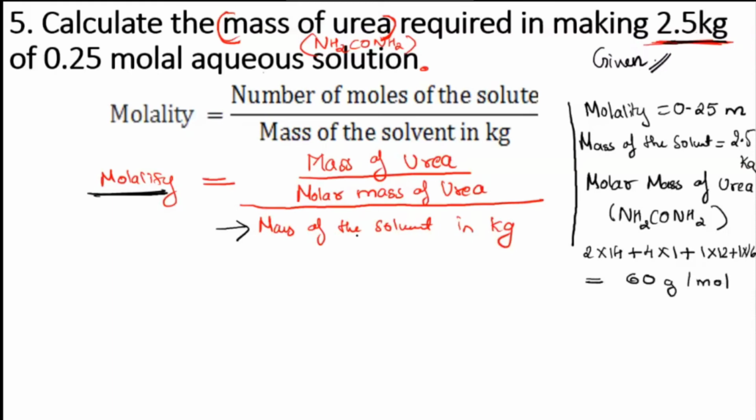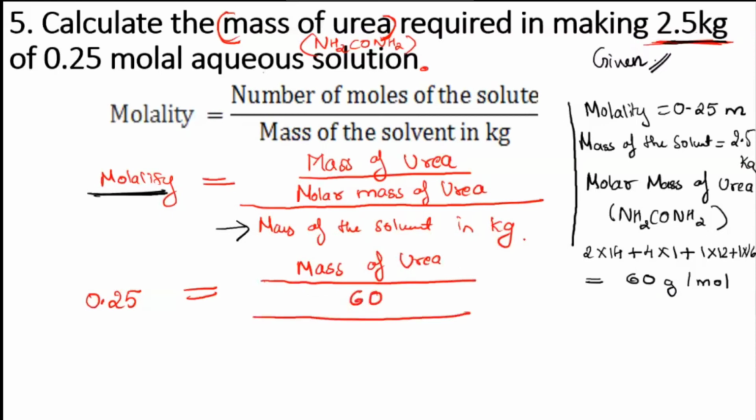So we got everything now. Then you can calculate what is the mass of urea. Now direct substitute. We can substitute in this. Molality is 0.25, equal to this mass you keep as it is, mass of urea, divided by molar mass which is 60, whole divided by, I don't have to convert this because it is given in kg itself. So it's direct 2.5. Do not convert because you need mass of the solvent in kg. Suppose if they had given you in gram, then you had to convert into kg. Now find out what is the answer.